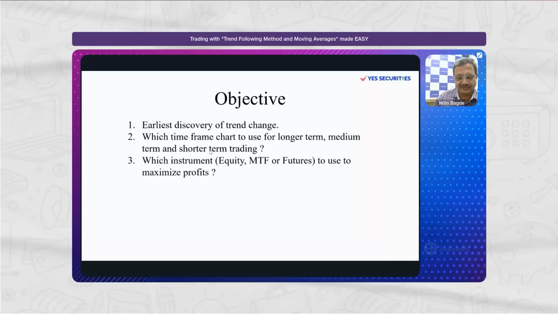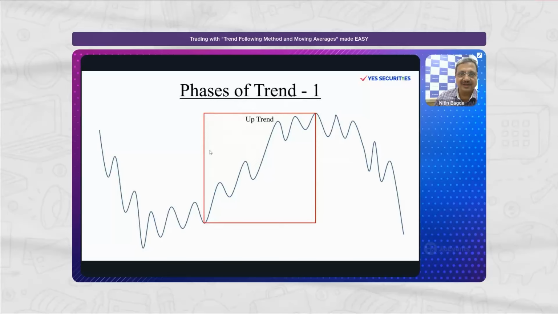For this, one must know the different stages of trend or phases of trend. Now, as we know from the last two sessions, if a stock price is making higher highs and higher lows, then it is an uptrend. So between this rectangle, it is an uptrend. Next to this rectangle, the price is making lower highs and lower lows, so it is a downtrend. You must be knowing this. But there are stages inside this uptrend or downtrend. What are those stages?